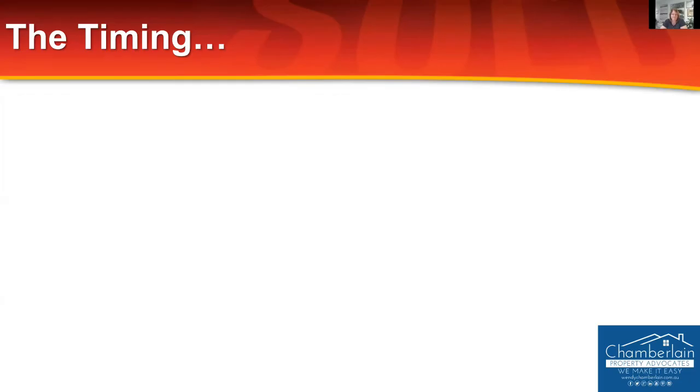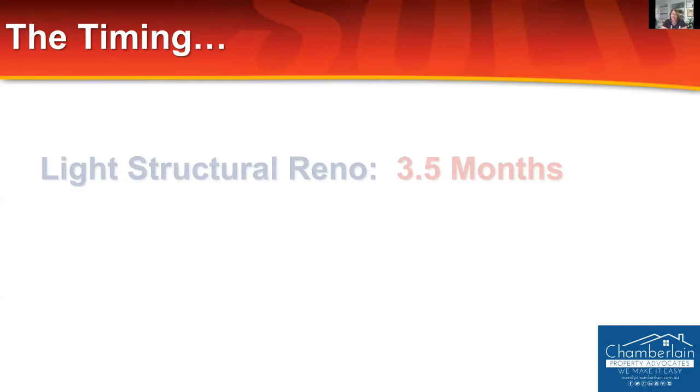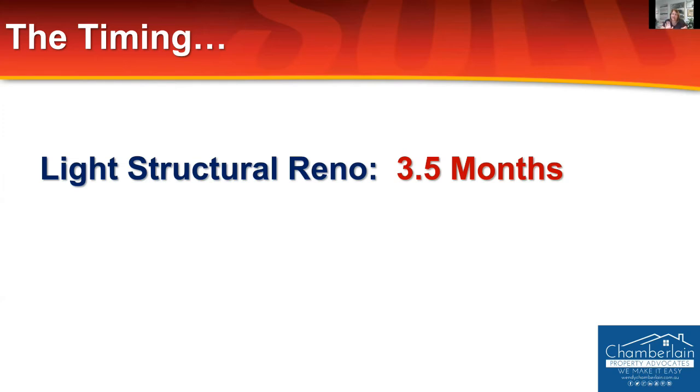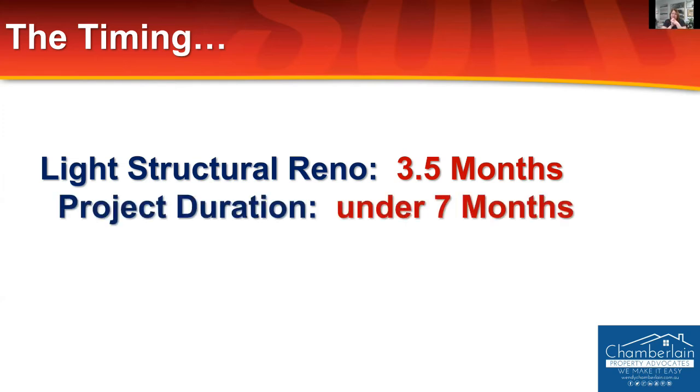Now, how long did it take you? Now, you did a little more than a cosmetic. You did a light structural reno. Yes. How long did that take you to complete? We had 3 weeks of Christmas in there, which is basically tools down, but there was 3.5 months for the reno, and it was 7 months end to end with the settlements either end. I think it was about 6.5 months.